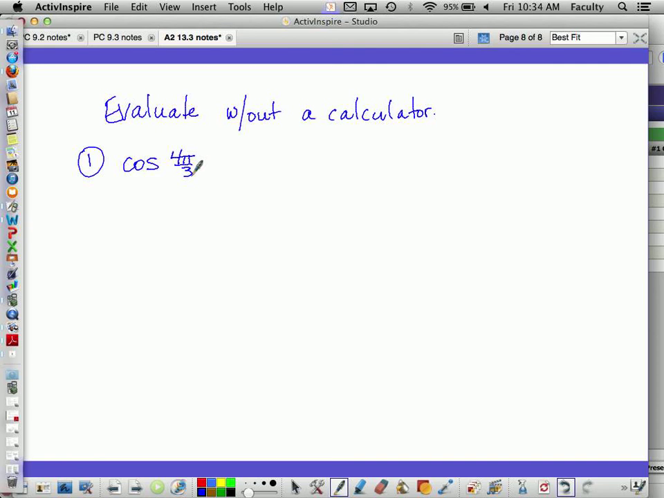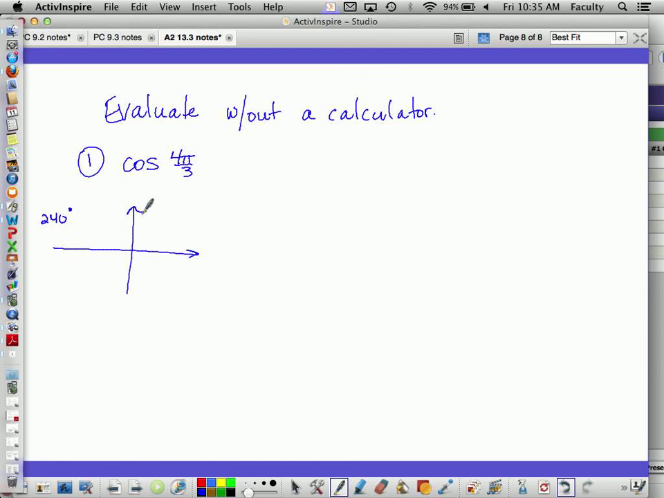It says we want to evaluate cosine 4 pi over 3. I'm going to try to do these all in radians so we can get the hang of the radians. Well, I need to make a sketch of 4 pi over 3. So I cover up the 4, and I have pi over 3 is 60. So that's 4 times 60. I really have an angle of 240 degrees.